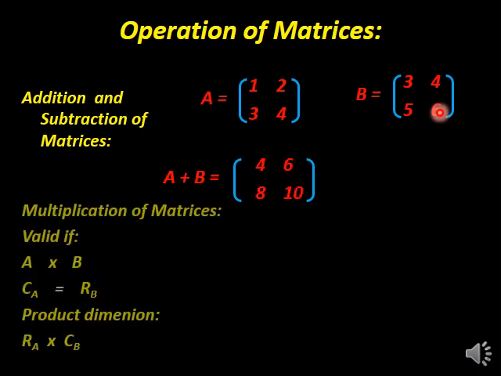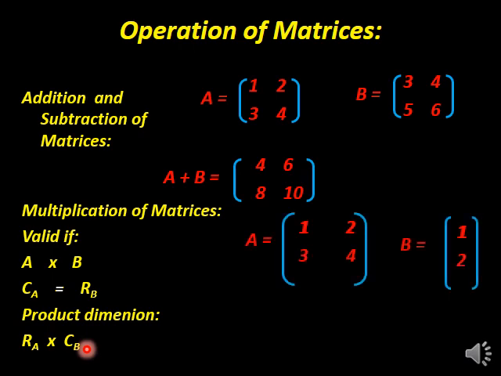For the multiplication of matrices, it is a bit complicated, because first we need to verify whether the multiplication is valid. Suppose we have two matrices A and B. We need to determine whether this operation is valid. This is our check. If the number of columns on A is equal to the number of rows on B, then the operation is valid. The resulting product matrix has this dimension: the number of rows on A by the number of columns on B.